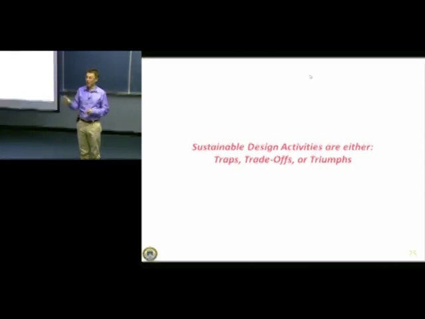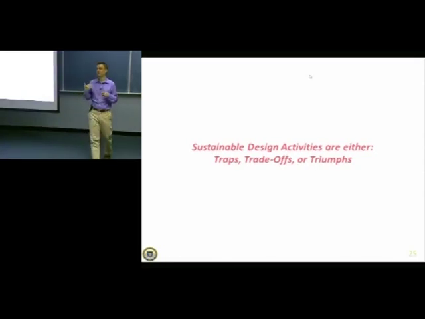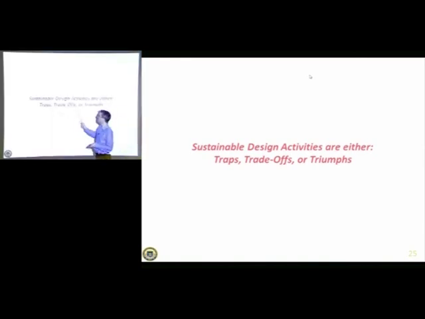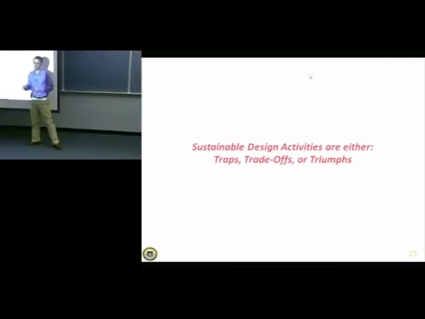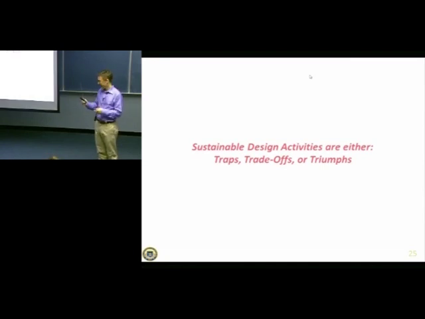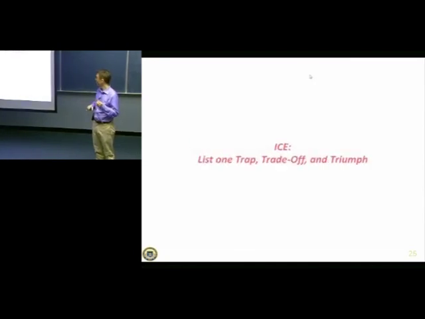Now, I'm avoiding examples because your in-class exercise is to think of an example of a trap, a trade-off, and a triumph. Okay, so go ahead and take out a sheet of paper, any size or state, and list one of each.